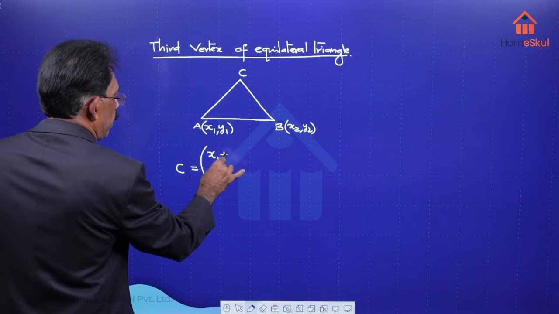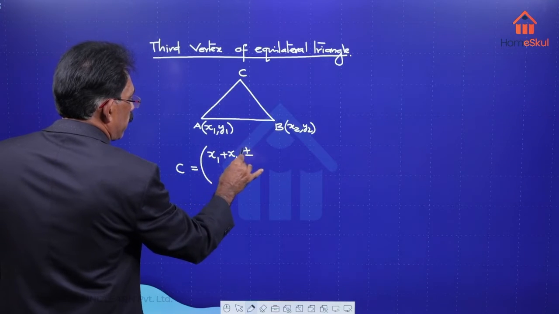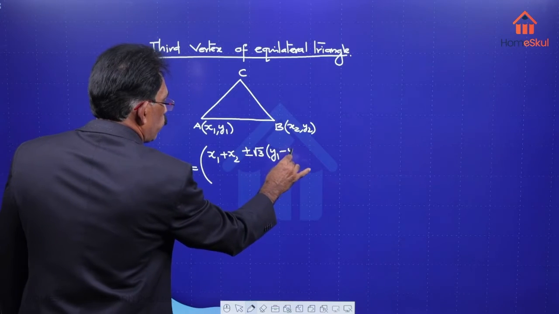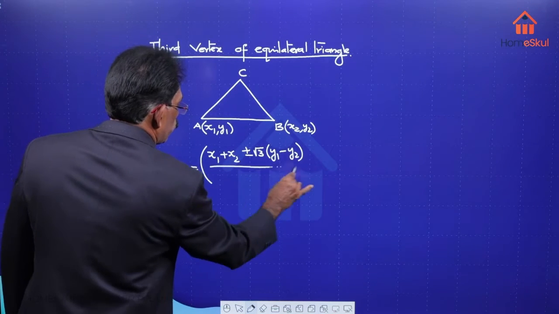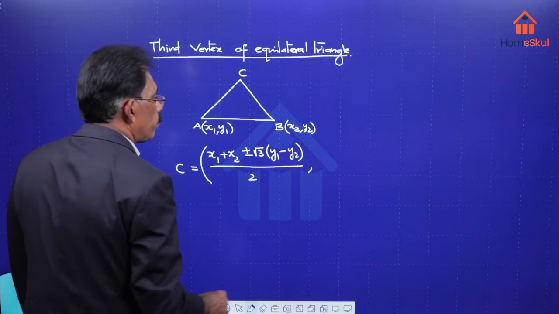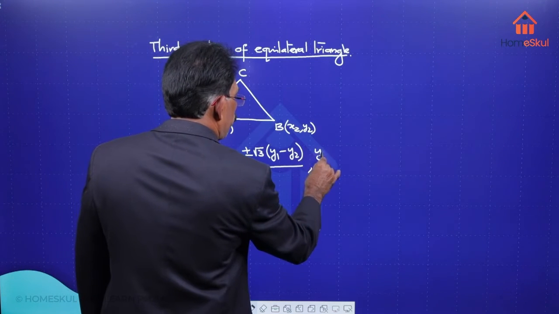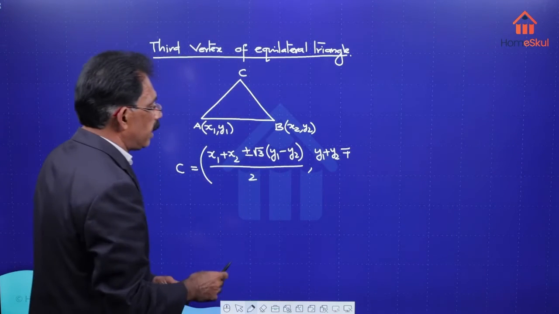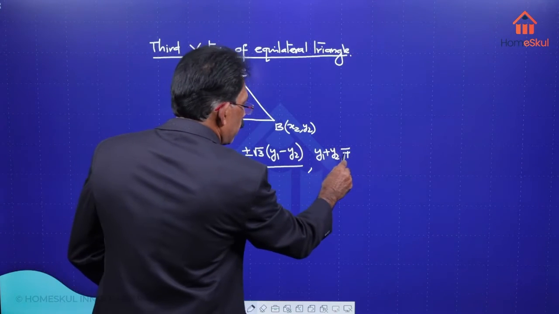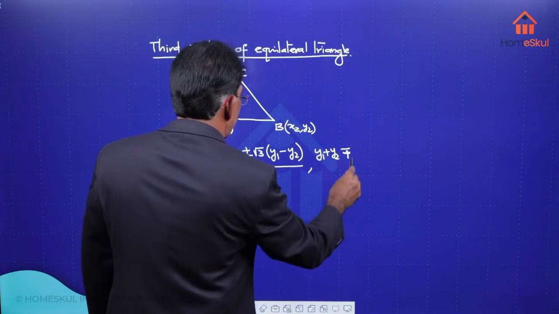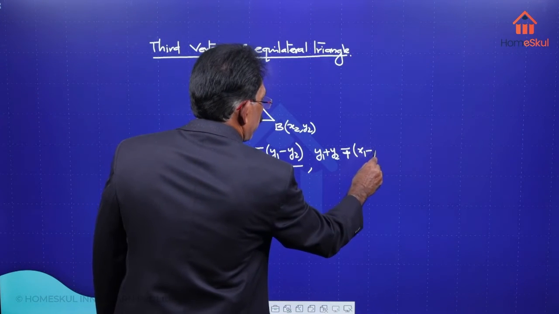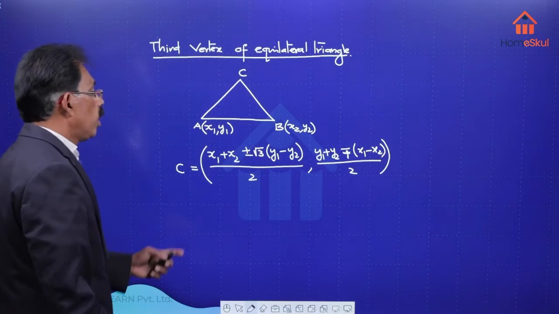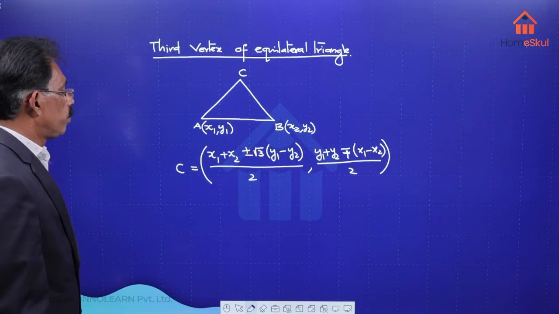x1 plus x2 plus or minus root 3 into (y1 minus y2), divided by 2, comma, y1 plus y2 minus or plus root 3 into (x1 minus x2), divided by 2. Please listen here, this is plus or minus, in this case it is minus or plus. This is the third vertex of an equilateral triangle.